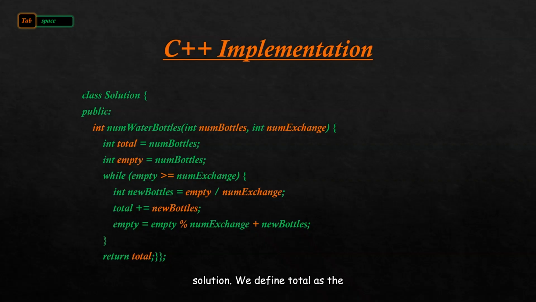Here is the C++ solution. We define total as the number of bottles and we also track the number of empties. While the number of empties is greater than or equal to the exchange rate, we compute how many new bottles we can get, add them to the total and update the empty count. Finally, when no further exchanges are possible, we return the total. The code is short, simple, and matches the logic we discussed.